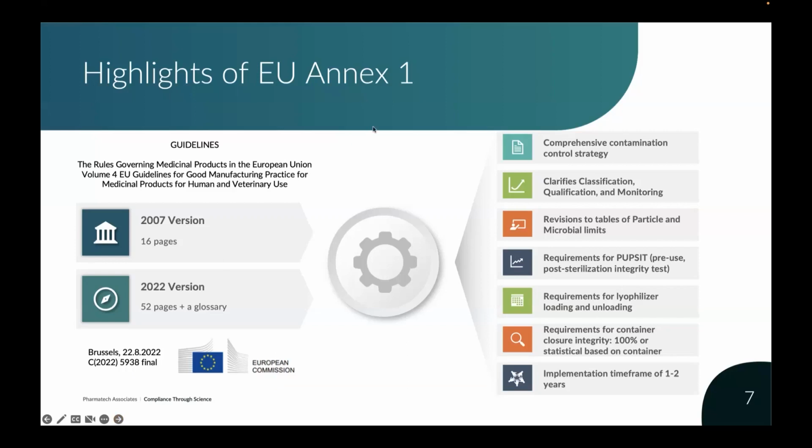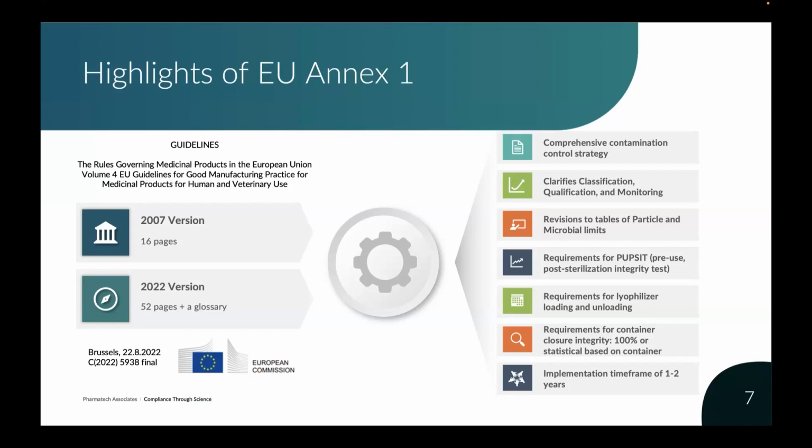Welcome, everyone. Today we're going to be talking about certain specific aspects of the EU Annex 1 revision, which was just published last September. This is a rather significant revision. The previous revision, published in 2007 and actually took effect in 2008, was only 16 pages long. The new revision, published last August, is 52 pages long and also includes a glossary.